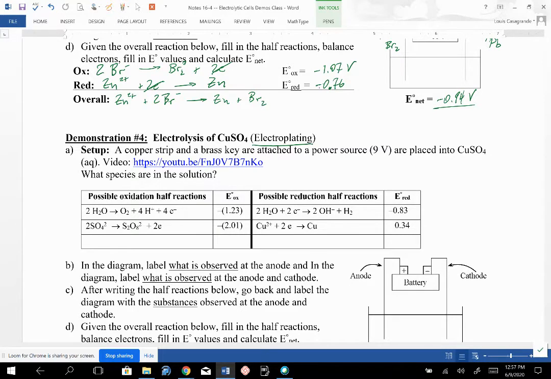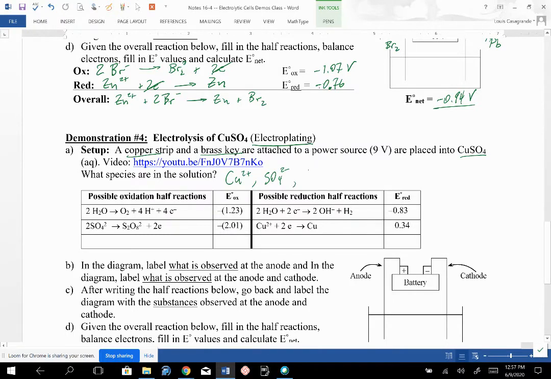So in this video, they're going to take a copper strip and a brass key attached to a power supply and put them into a solution of copper 2 sulfate. So look at the video, and then let's come back and see what's going on. All right, so as we've been doing, let's separate into the possible things in solution. The salt separates into copper 2 plus and sulfate.